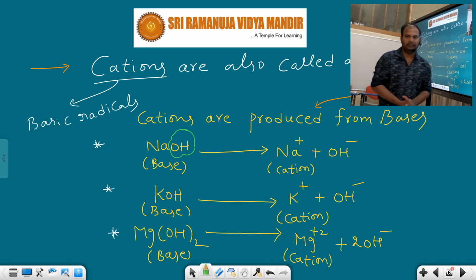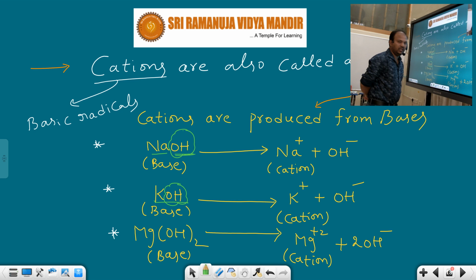So this is sodium hydroxide, a base, because in this compound the OH hydroxyl group is present. Next, potassium hydroxide. How can I say this is a base? In this compound the OH group is present. A hydroxyl group is present in the given compound, so it is considered a base. If you take magnesium hydroxide, it is also a base.